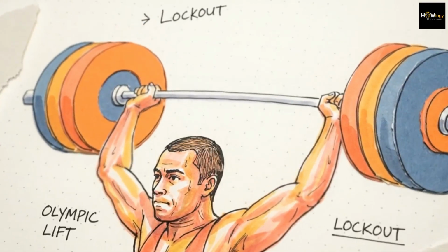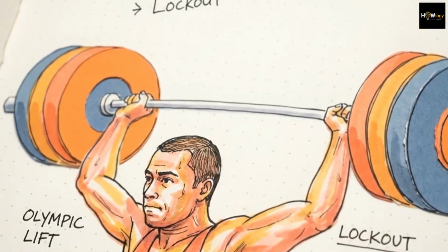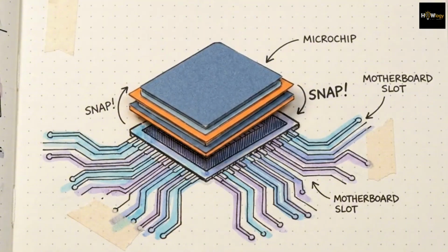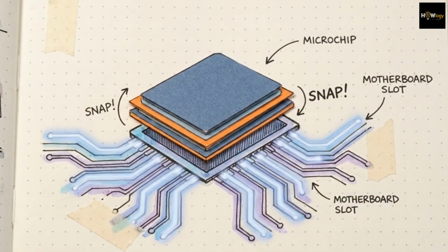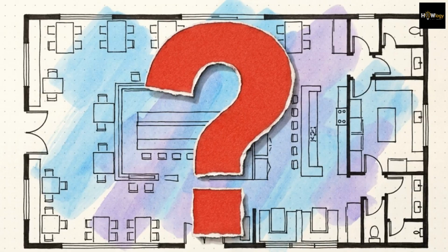If a weightlifter doubles their food intake for a week, how exactly does that translate to the pounds on the bar? Or if a tech company upgrades to a faster processor, how exactly does that drive up the retail price of the laptop? And the ultimate question for any business owner, if you open a brand new location, what exact dollar amount will you make in your first quarter?